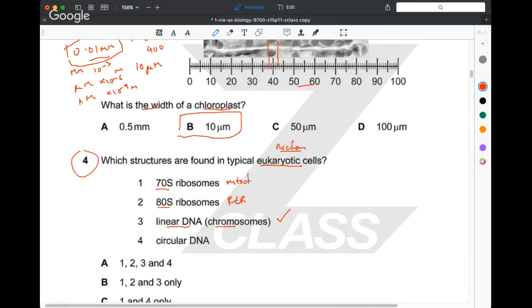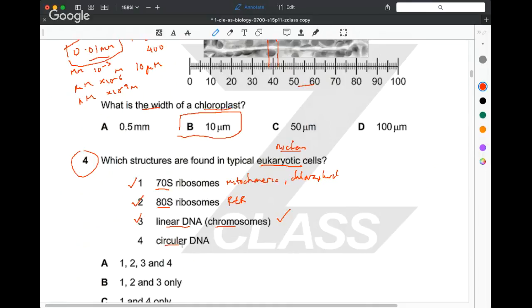And these are organelles, aren't they, that you find in the larger, more complex eukaryotic cells. So that's going to be found in a eukaryotic cell because it's found in organelles. That's found in a eukaryotic cell. The chromosomes, of course, are part of the nucleus in a eukaryotic cell.